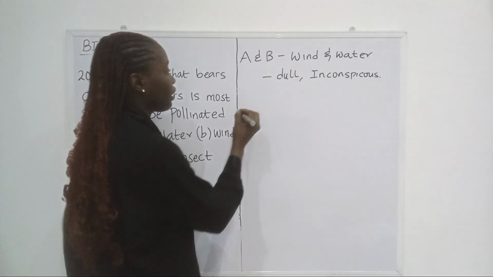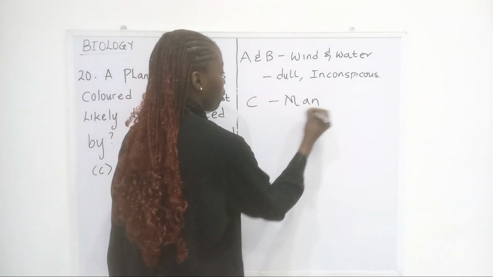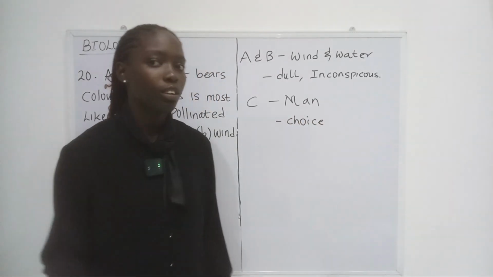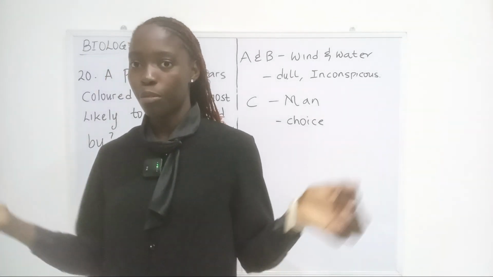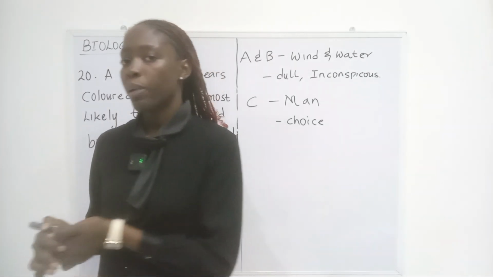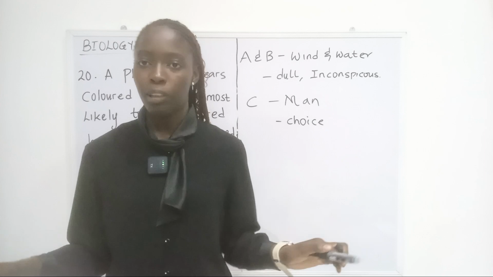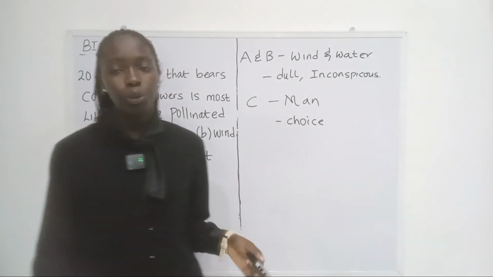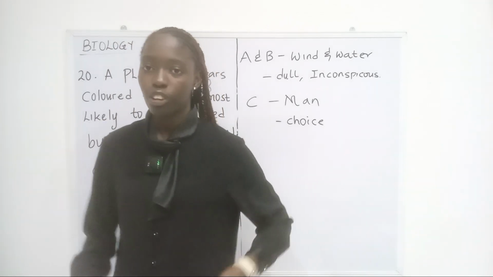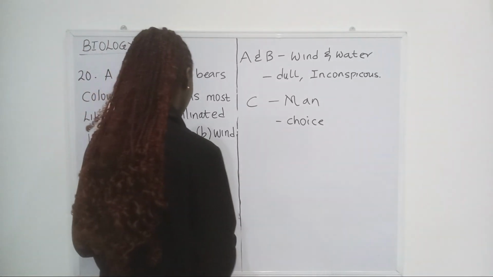So for option C, which is man, basically by choice. So as the higher animals, we have choice. So whether or not the plant is dull or is brightly colored, we can decide that, oh, we want to artificially pollinate this plant. So for man, it could be by choice. It could be dull, it could be fragrant, it could not have any smell at all, it could be brightly colored, whatsoever.